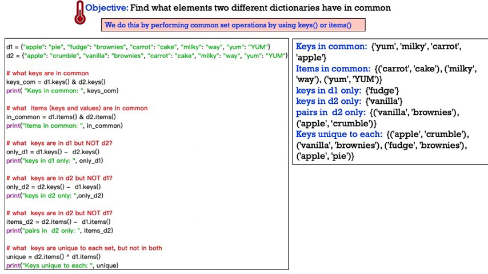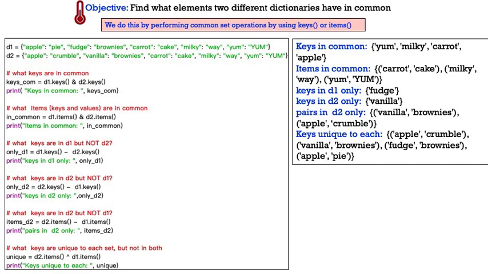So let's go through these examples. First, we want to know what keys are in common. So to do that, we create a variable, keys_com equals d1.keys and d2.keys. We print that out, and we see the ones that it has in common by using the AND operator is yum, milky, carrot, and apple. These are just the keys now. Next, we want to know what items, both keys and values, are in common. So we do this with the in_common variable. We let that equal d1.items this time and d2.items. We print that out, and we see carrot cake, Milky Way, yum yum.